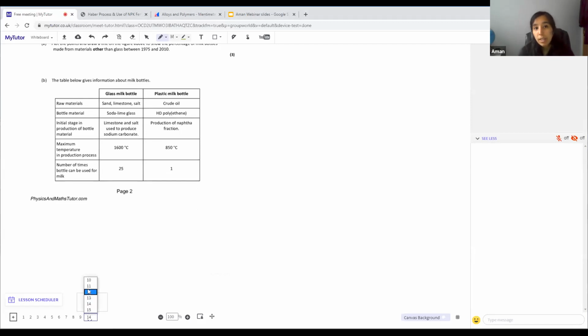As I said, next week we'll be looking at the economics of the Haber process, so looking at why we use a high temperature and a high pressure. It's a bit of a recap on rates of reactions and the economics of the Haber process.